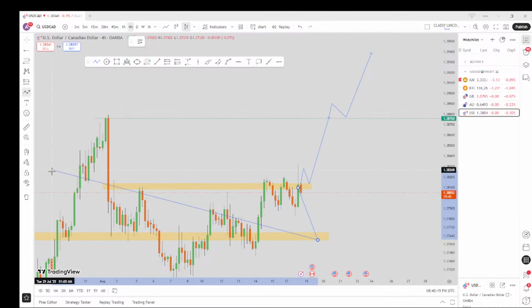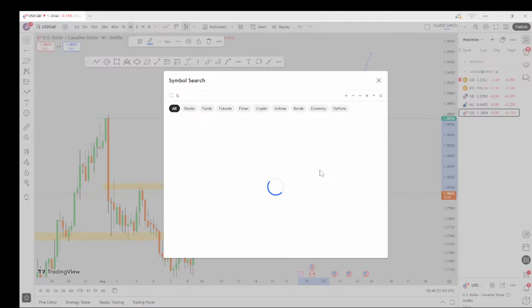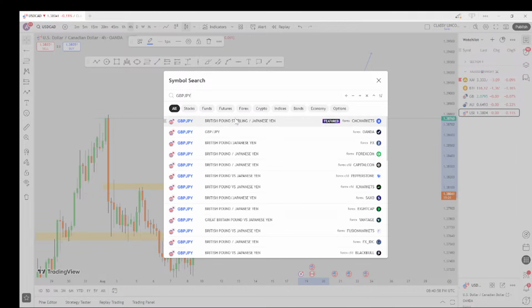Good. Now let's head on to the next pair. What pair am I having again? Let me check. I'm having GBP JPY, I'm having gold. Let me check on GBP JPY before gold, which will be the last pair I'm going to analyze. I'm going to analyze like five pairs, then that will be all for today. Now let me add GBP JPY to it.